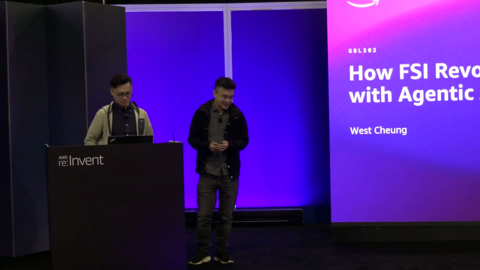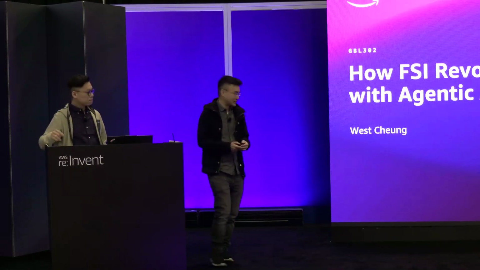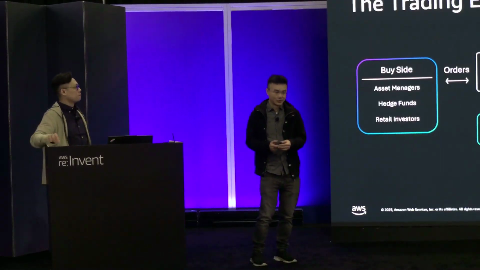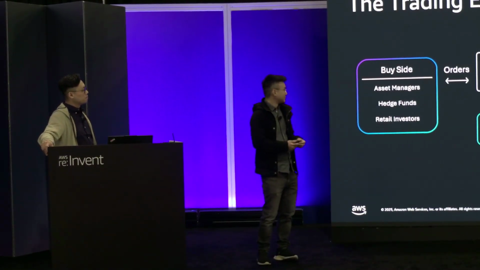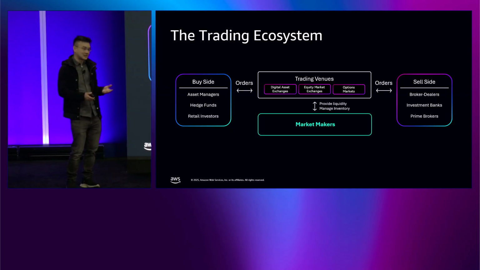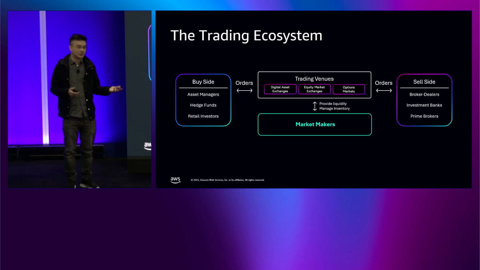So that's the disclaimer. Let's start with the big picture, the trading ecosystem. In the trading ecosystem, there are buyers and sellers in the financial market. The buyers and sellers place their orders into an exchange indicating they want to buy or sell something. But there may not always be enough liquidity in the market. That's where market makers come into the picture.